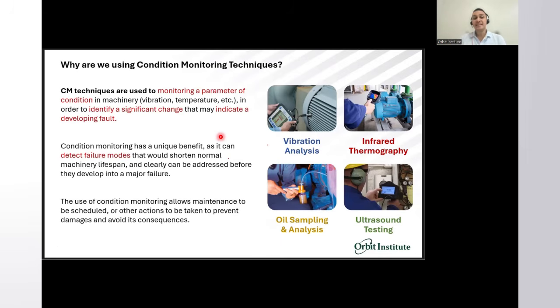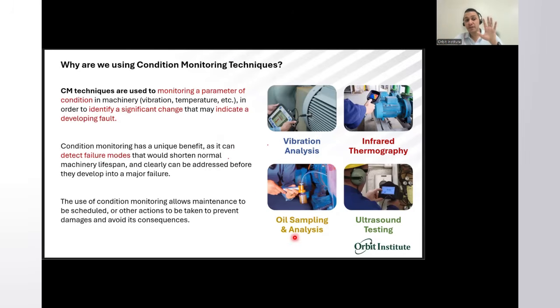Condition monitoring techniques are usually used to monitor a parameter of condition in machinery. Let's say the vibration of the machinery, the temperature of the machinery, the condition of oil in the machinery, whatever. This is mainly in order to identify any significant change, so you can trend and see if there is any change happening that may indicate a developing fault, a developing failure, or a failure mode.